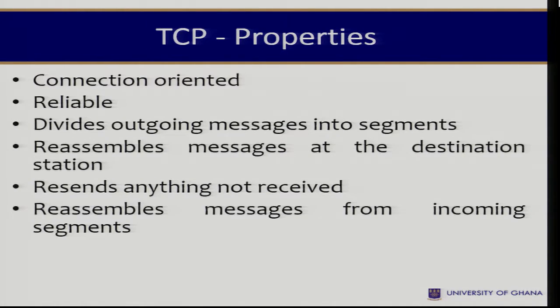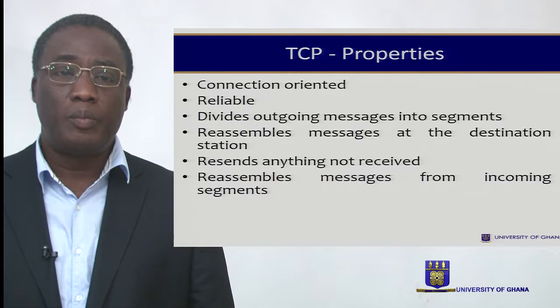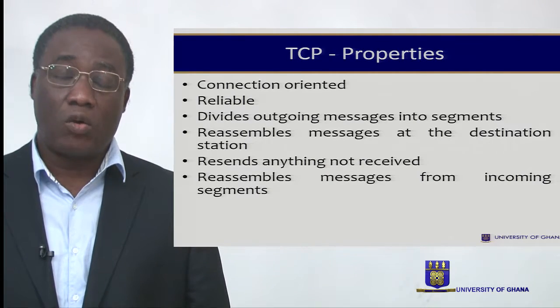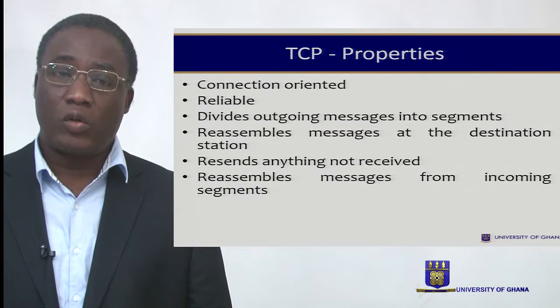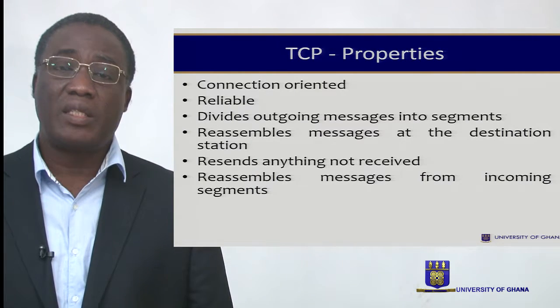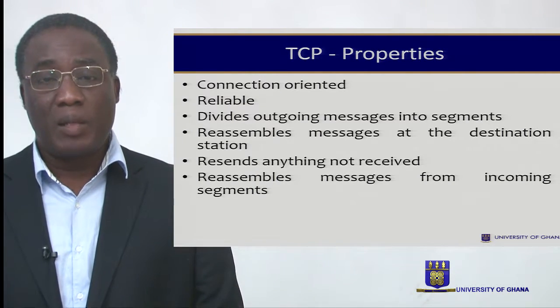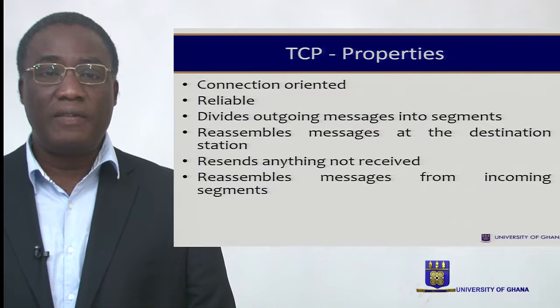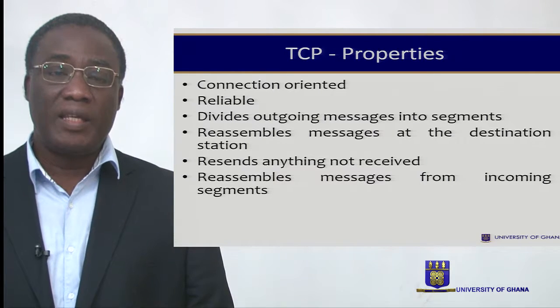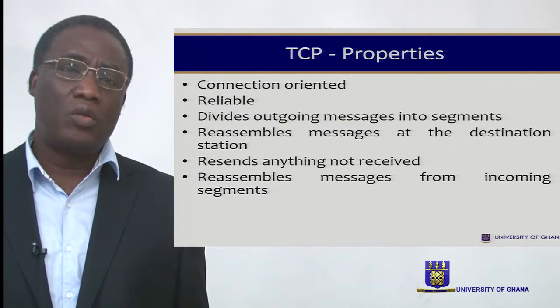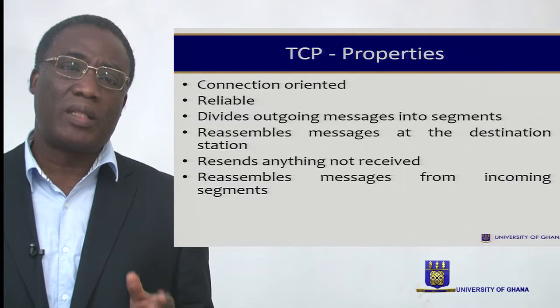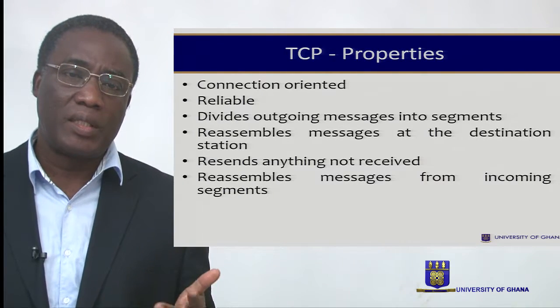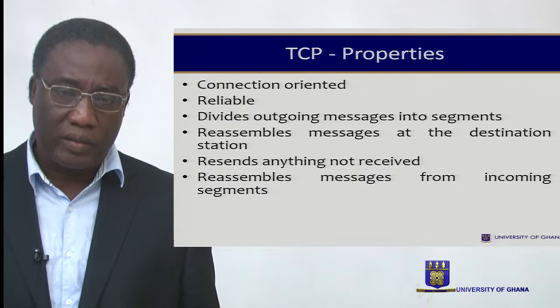So what are the properties of TCP? What you should know is that it is connection-oriented and it is reliable, unlike UDP. It divides outgoing messages into segments, reassembles the message at the destination, resends anything that is not received, and reassembles messages from incoming segments. With this, you can see the difference between TCP and IP. You can actually see what the differences are.